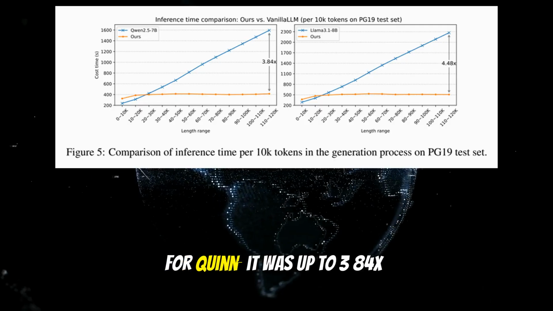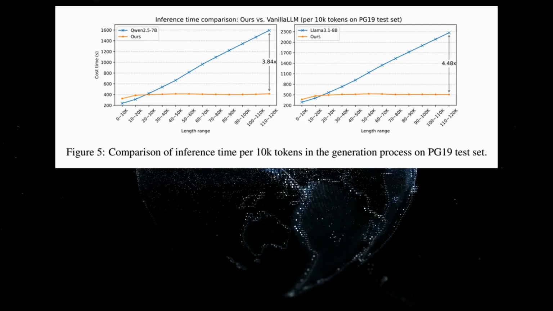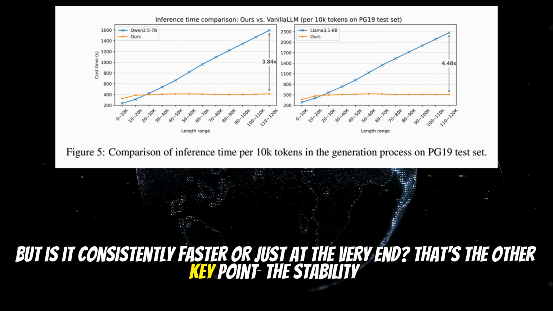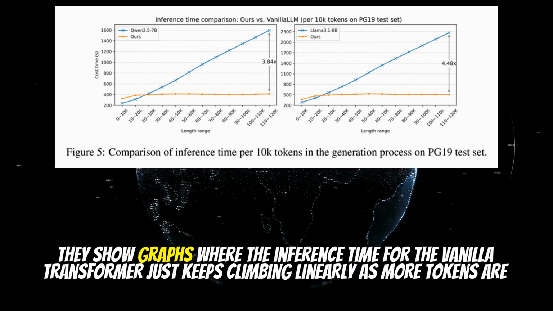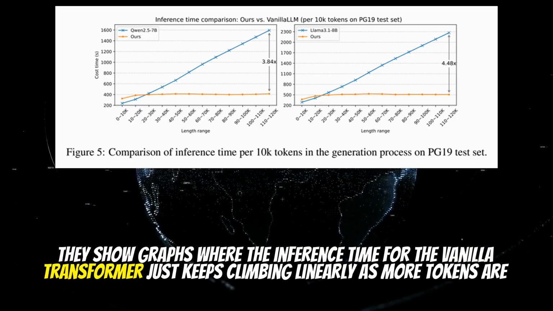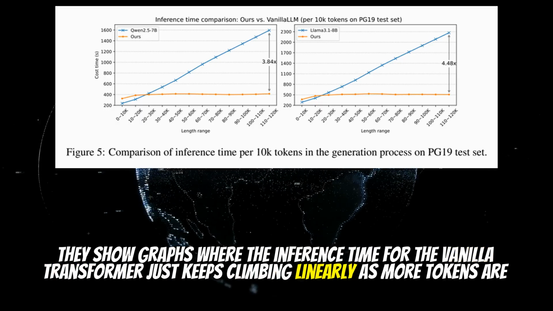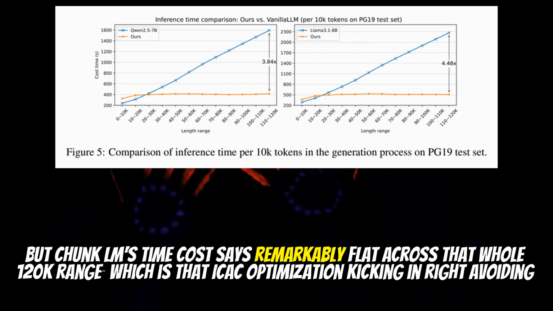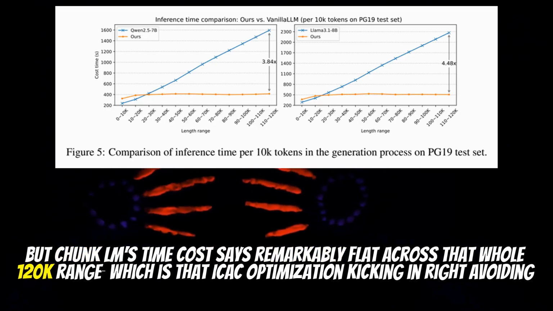For Quinn, it was up to 3.84x. But is it consistently faster or just at the very end? That's the other key point, the stability. They show graphs where the inference time for the vanilla transformer just keeps climbing linearly as more tokens are generated. But ChunkLLM's time cost stays remarkably flat across that whole 120K range.